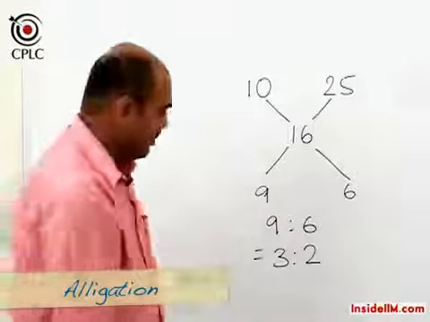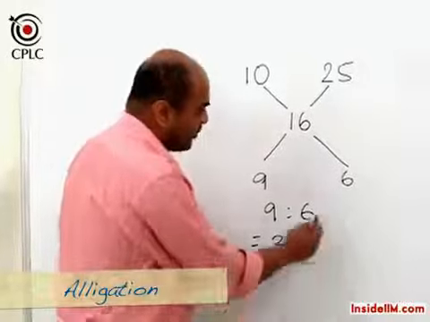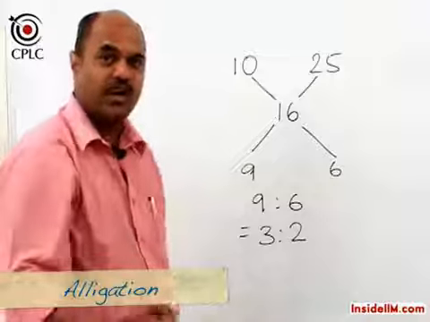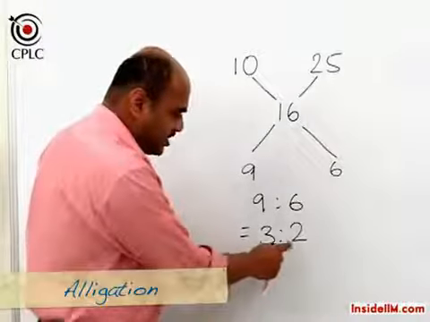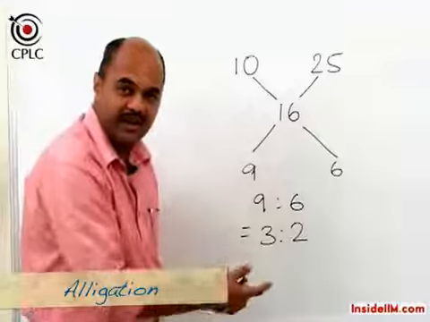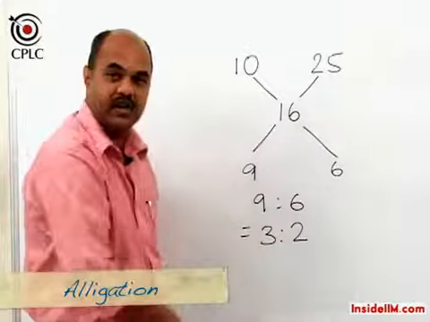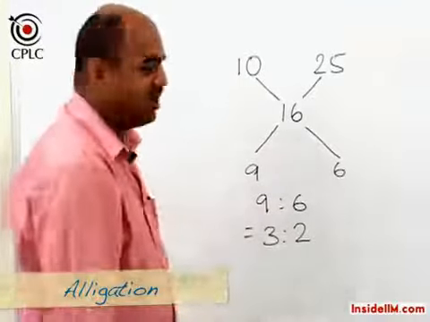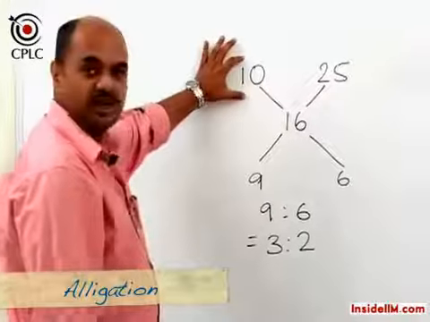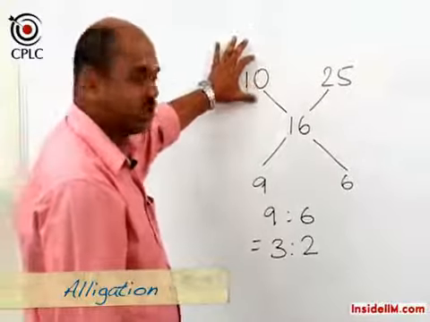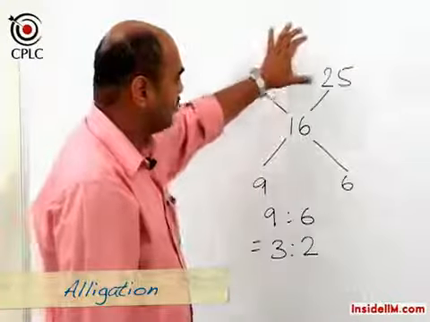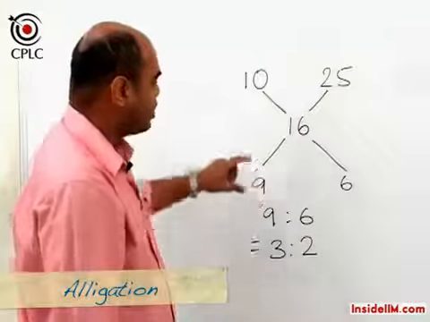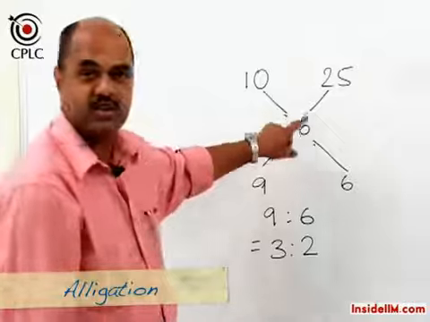Further application would be if you are told that this investment of 25% return is actually 1 lakh rupees, then we would say these 2 parts correspond to 1 lakh, and hence these 3 parts need to correspond to 1.5 lakh. So the question could also be, how much money should be invested at 10% return along with 1 lakh invested at 25% return so as to get an overall return of 16%.